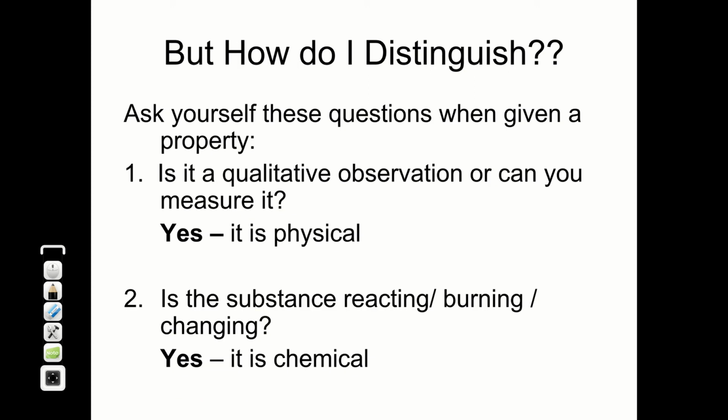So how can I make sure I don't mess this up? How can I make sure that I identify a property as physical or chemical? There's a couple things you can ask yourself. Ask yourself basically the definition of physical: is it something that I'm sensing or that I can measure? If you say yes to that, it's physical. Or ask yourself, is this object reacting, burning, changing? That's going to tell me it's a chemical property. So you've got two very separate questions. Can I say that it's going to change to something new? That must be a chemical property.